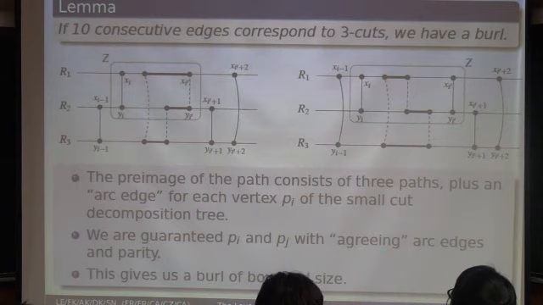And then you look at an alternating cycle here. You do the appropriate weighting, where every weight is 0, 1/3, or 2/3, and you can prove that you give a burl of bounded size. And the size is bounded because you have at most 10 cuts, and each cut is only 2 vertices, so you're talking about 20 vertices.